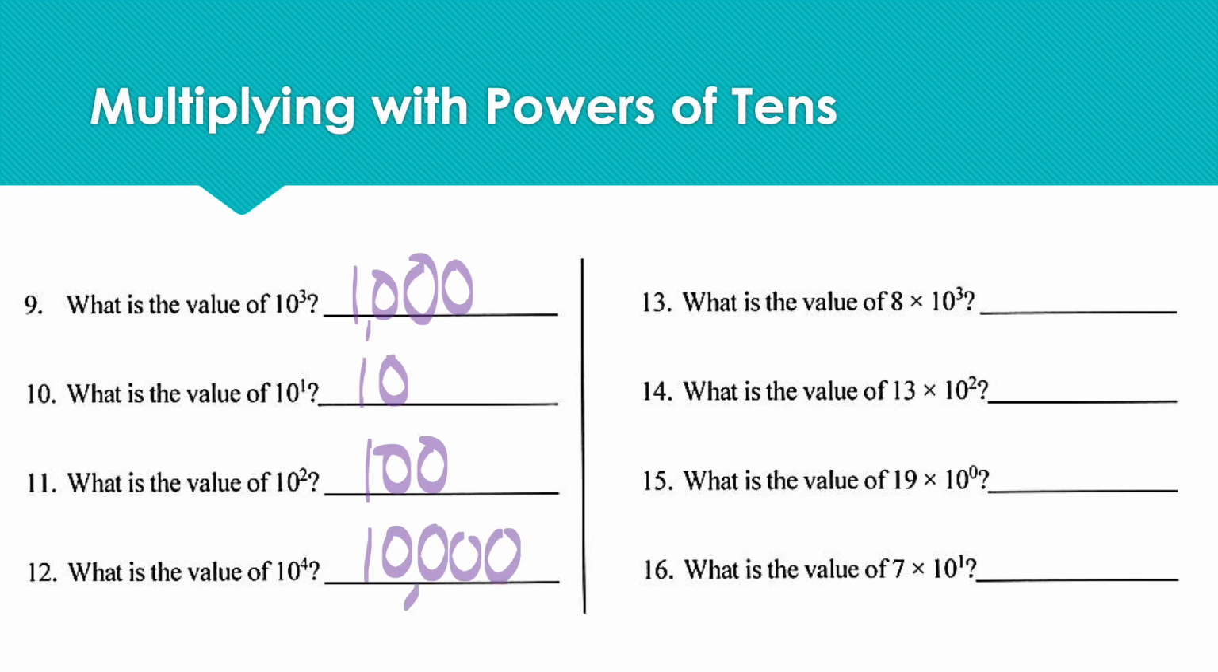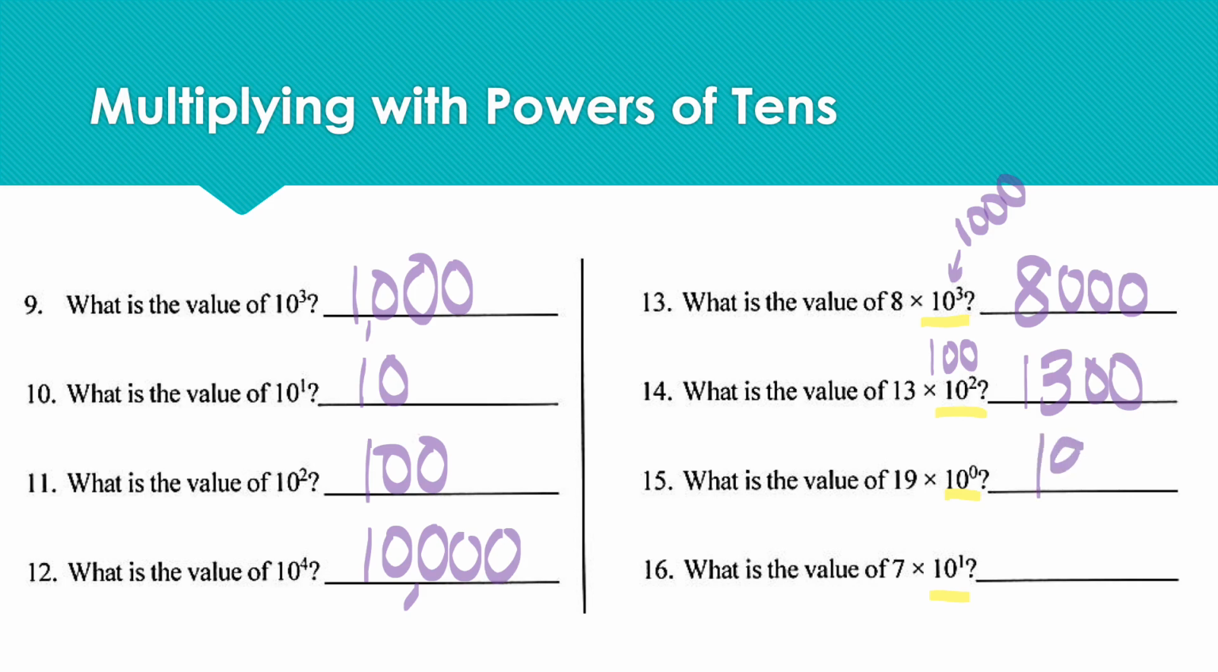But here's where it gets a little different, because now we're multiplying with powers of 10. So what I want you to notice is that the way this was set up, these have powers of 10. So the value of 8 times 10 to the third power is going to be 8 times 1,000, so it's 8,000. 10 squared is 100, so 13 times 100 is 13 with the 2 zeros from the exponent. This is 19 with no zeros, because we're multiplying it by 10 to the 0 power, which is 1, no zeros added. And this one, we're going to be putting 1 zero behind it, 70.